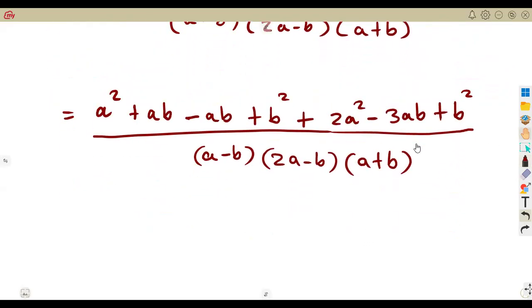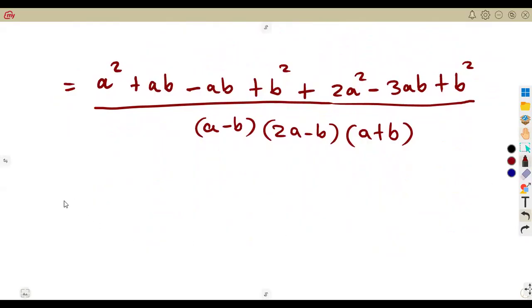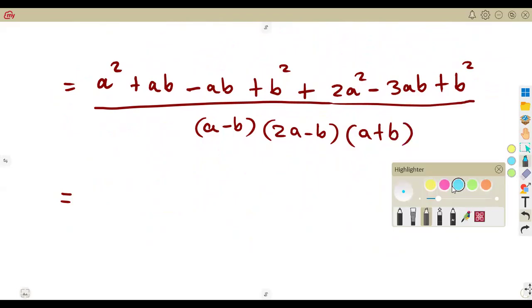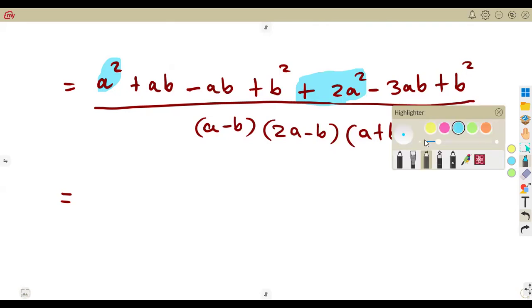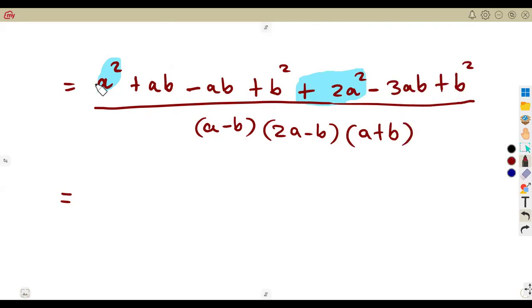Then simplify the numerator there. Are we having like terms? In the numerator, let's consider the part of A squared. All right, we have got A squared here, and we've got another A squared here. This is a positive, so you just have to add there. So this is 1 plus 2, which is 3. So it's going to be 3A squared. So that one is going to give us 3A squared at the end.